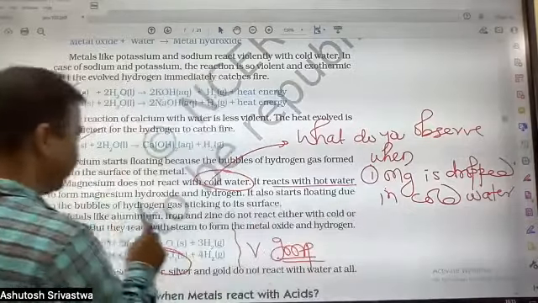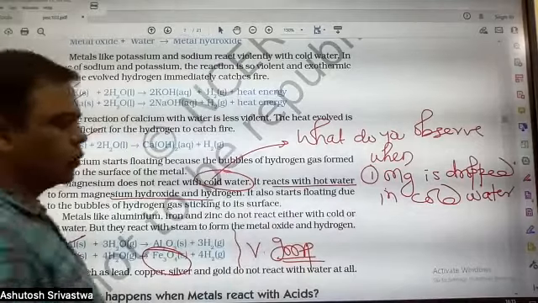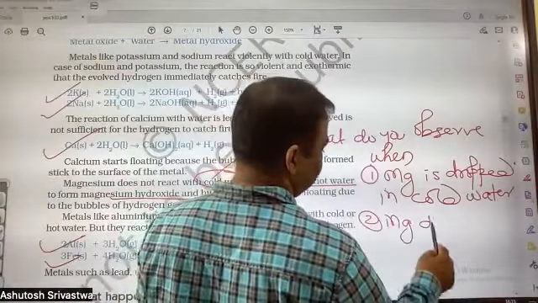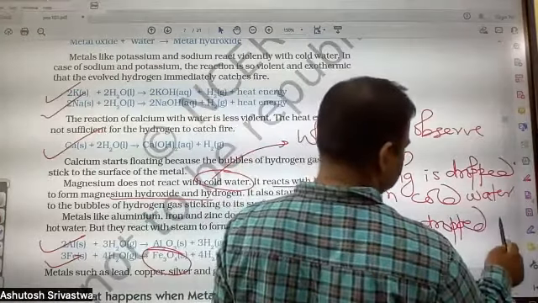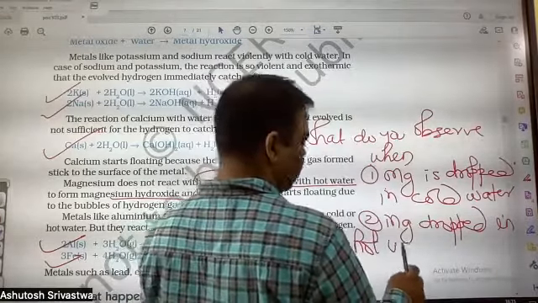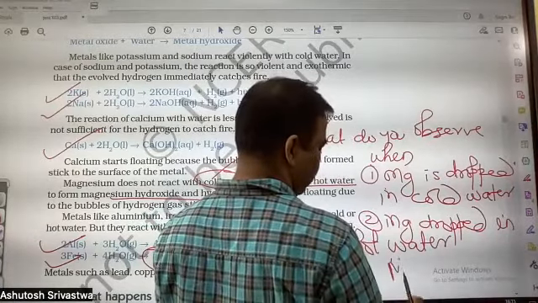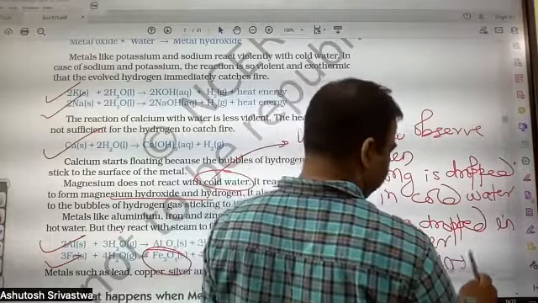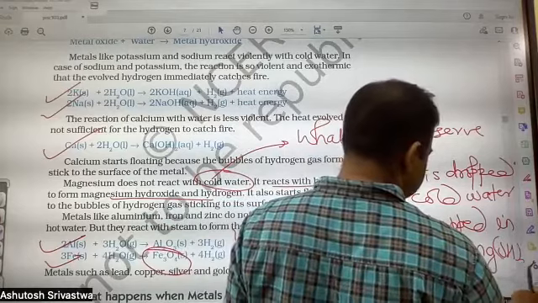Sir, what is dropped in cold water? Magnesium, Mg. Mg dropped in hot water. What is the product? Mg(OH)2. So in hot, boiling water, magnesium is going to react, giving Mg(OH)2 plus H2 gas.